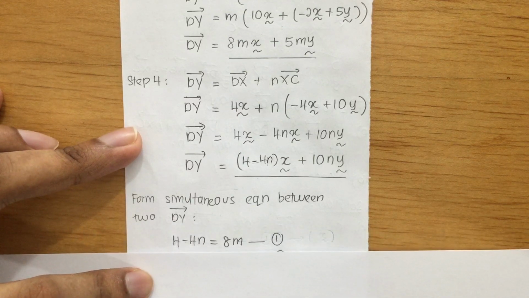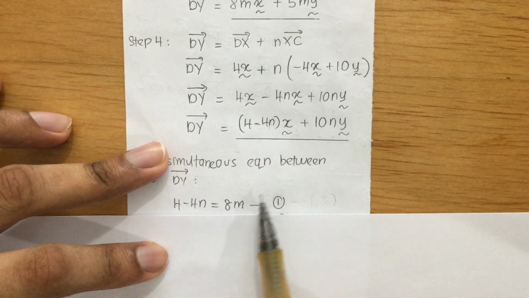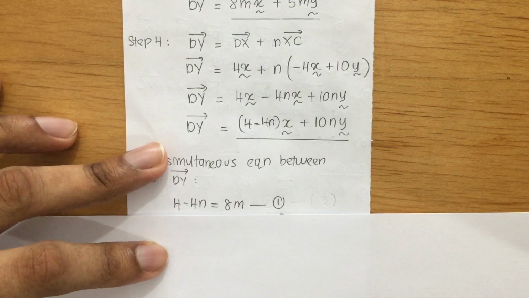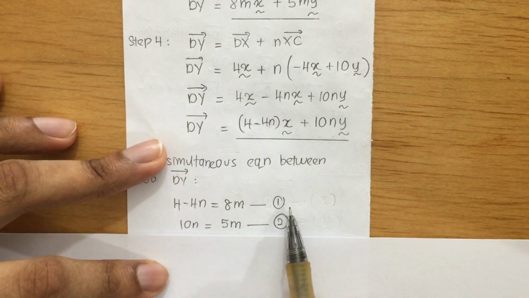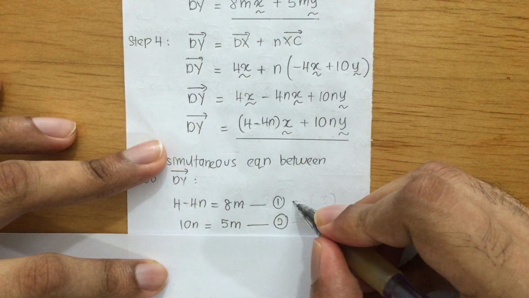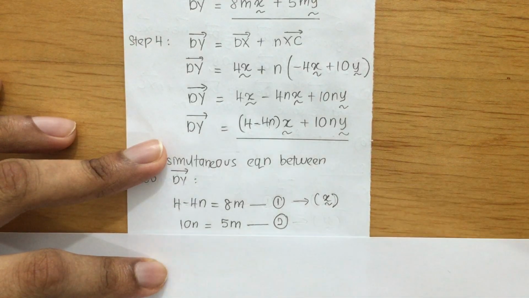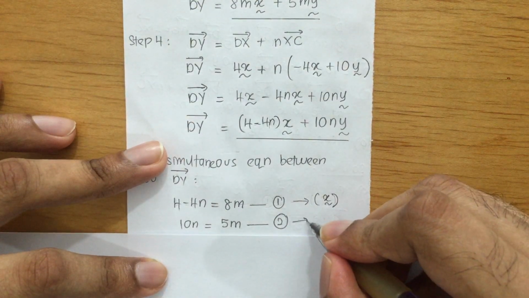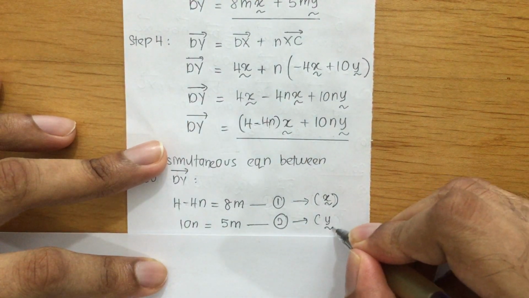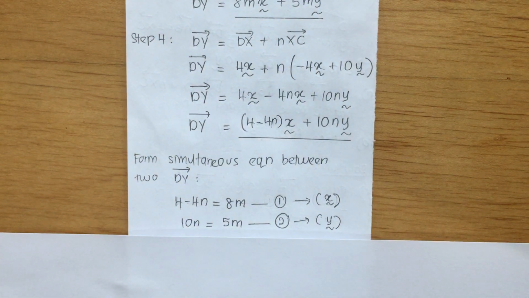Alright, let us continue. So from here, 4 minus 4n is equals to 8m. So this will be your first equation. This is in terms of x. So if you can't see it clear, I'm going to write it for you. This is in terms of component x, guys. So 10n equals to 5m. So this will be your second equation, and I've obtained this by comparing component y. Now you will get it clear.